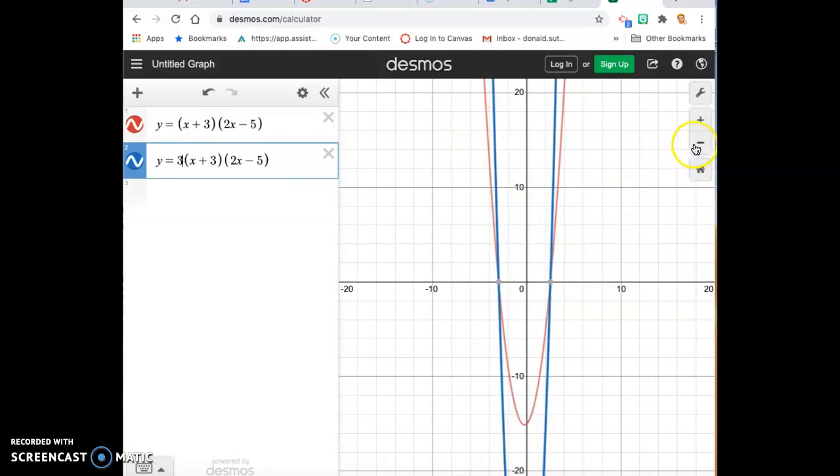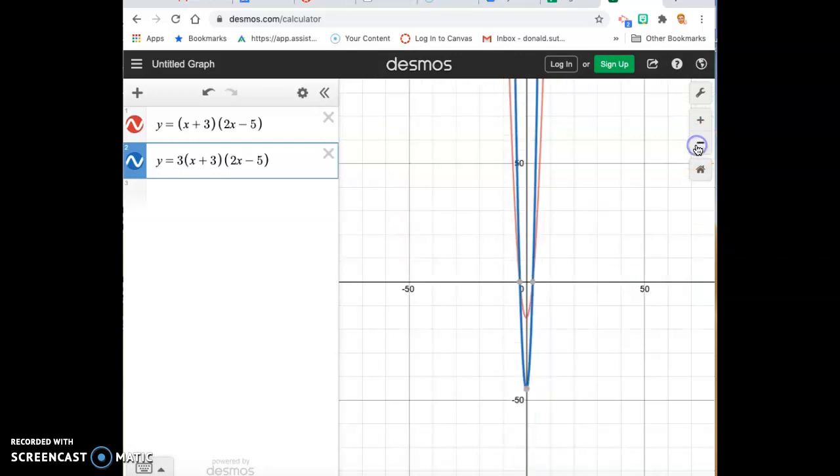Okay, so let me go ahead and zoom out. Okay, notice that 3 in front just stretched this thing vertically. It took the bottom of this that was somewhere around 15 and moved it to, yeah, it was at 15. That looks like the bottom of the red one's about 15. Now it's at 45. Okay?